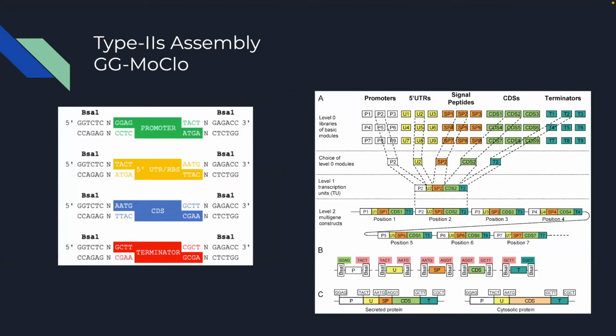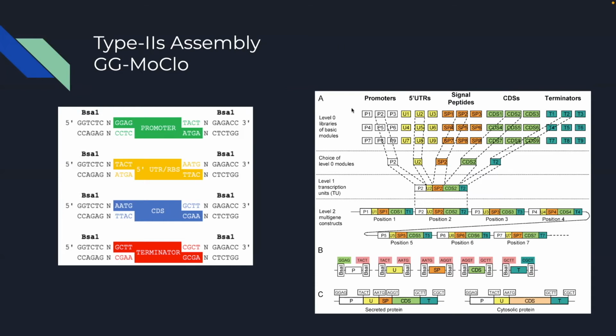Next, I want to briefly touch on the Type 2S assembly, which is a little more complex, but there's some fantastic information on the iGEM registry website on both these methods. The Type 2S has a little more flexibility in allowing the biologist to choose the overhang sequence exactly. And because of this, there's various substandards within it. The substandard that our tool supports is the Golden Gate modular cloning method, which has 3 levels of constructs.